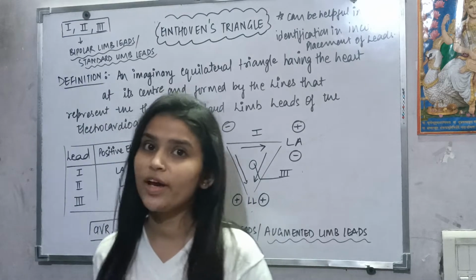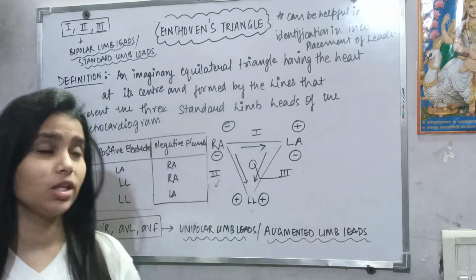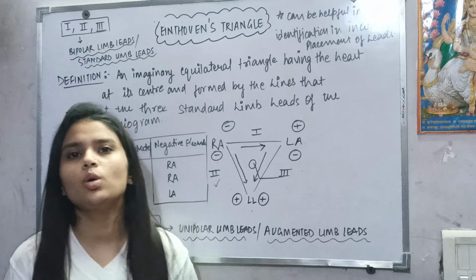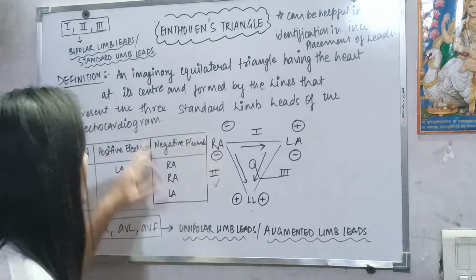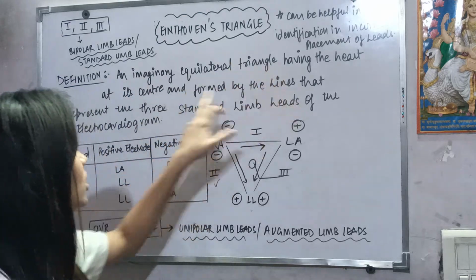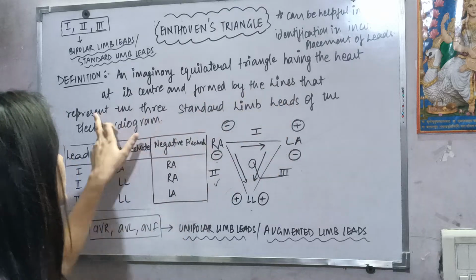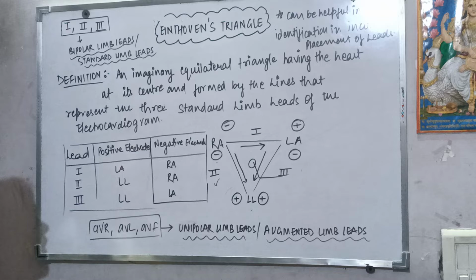Hello everyone. Today I am going to take a very short session on a very important topic, that is Einthoven's triangle. As the name suggests, Einthoven's triangle is basically an imaginary triangle. It is an imaginary equilateral triangle having the heart at its center and formed by the lines that represent the three standard limb leads of the electrocardiogram.